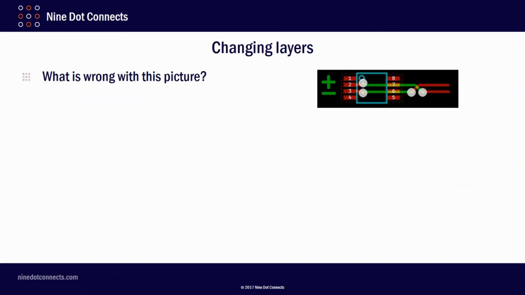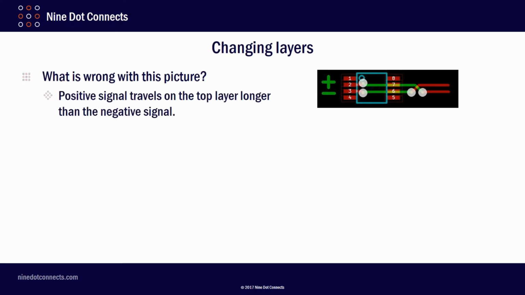So what's wrong with this picture here? This is a USB example that I was looking at from a client. The positive signal is going to travel on the top longer than the negative signal. And there are no vias for the reference plane.